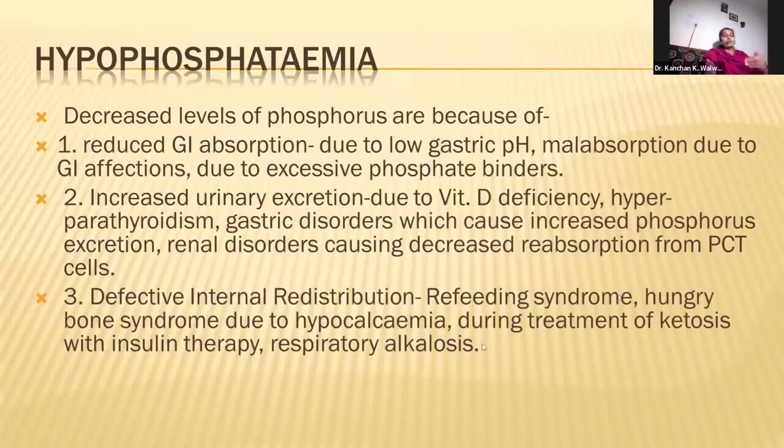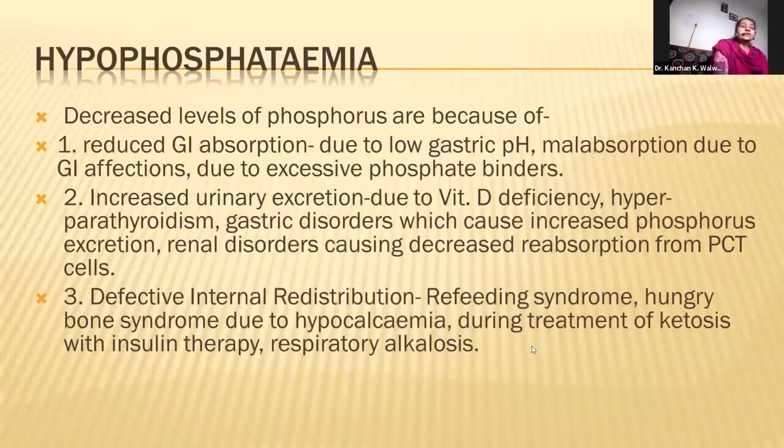Because of ketosis, there will be a reduced absorption of glucose. When you give insulin therapy, that will help in moving the glucose from the blood to the intracellular space. So again, during treatment of ketosis and during insulin therapy, there will be deficiency of phosphorus, and respiratory alkalosis. All these things again lead to phosphorus deficiency.